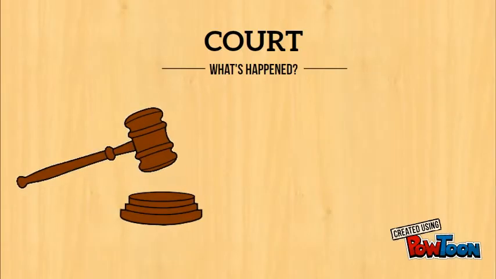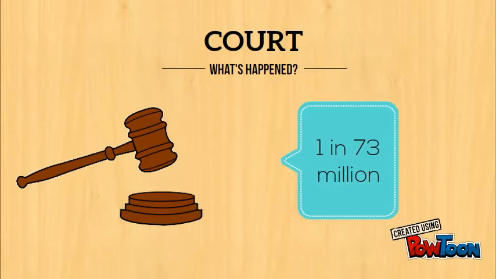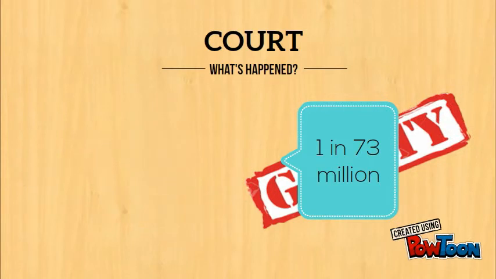In the trial, the medical evidence pointed out that the probability of 2 children dying naturally was 1 in 73 million. Sally Clark was judged to be guilty for both her children's deaths.